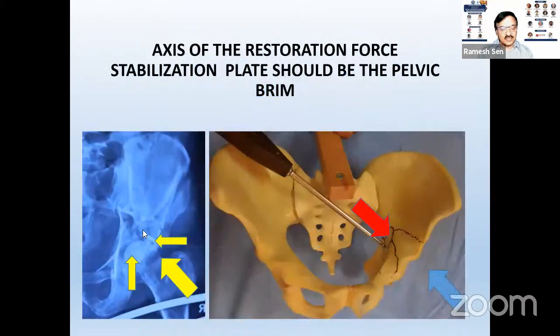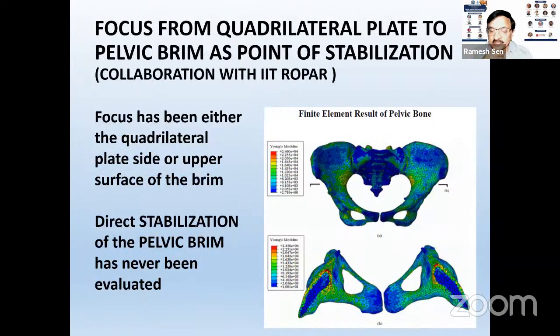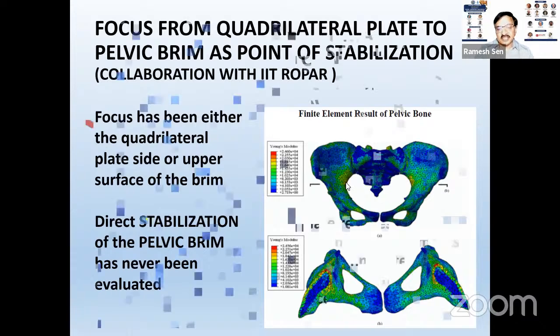Once we consider that the primary force is in this direction and has two vectors, why not have a plate exactly over the brim in this direction? Now this will be a curved plate. It will not be a straight plate, but it will be able to counter both displacements in an appropriate way. There is an IIT near Chandigarh where we tried to put up bones to find out what our weak areas and strong areas are. And we found that the brim is the most important purchase area.